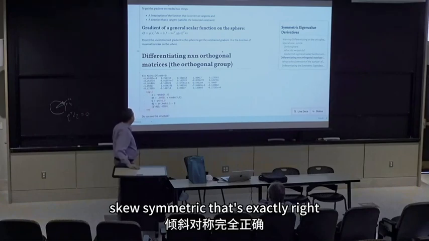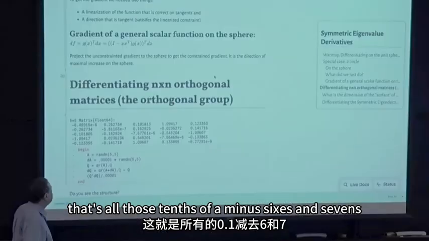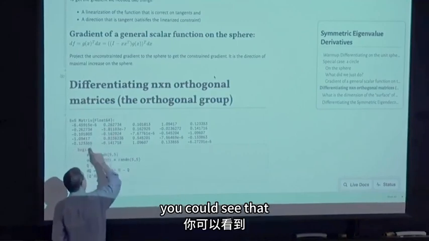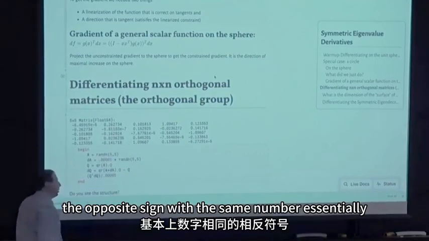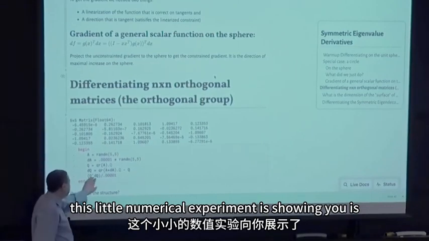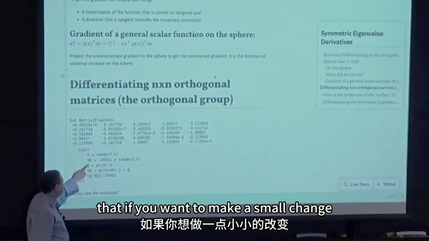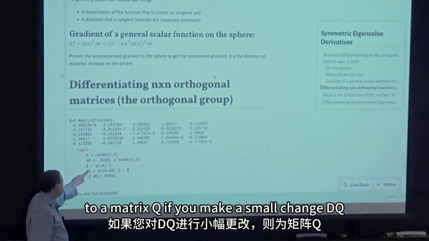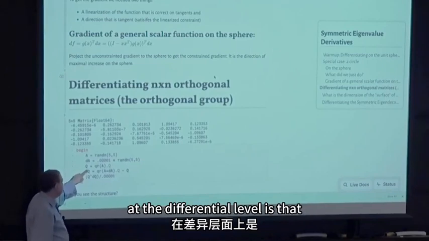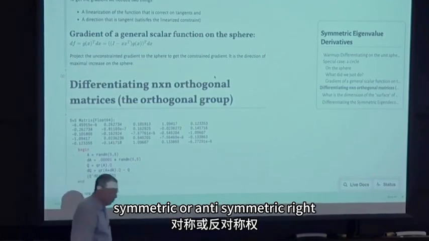Skew symmetric, that's exactly right. So the diagonal wants to be 0. That's all those 10 to the minus 6s and 7s. And if you look, for example, at this entry versus this entry, you could see that they're the opposite sign with the same number, essentially. So yes, what this little numerical experiment is showing you is that if you want to make a small change dQ to a matrix Q, the constraint of being orthogonal at the differential level is that Q transpose dQ will be skew symmetric or anti-symmetric, right?